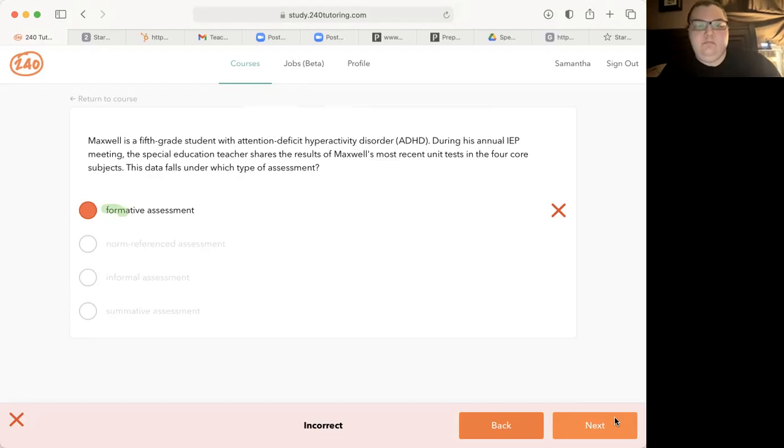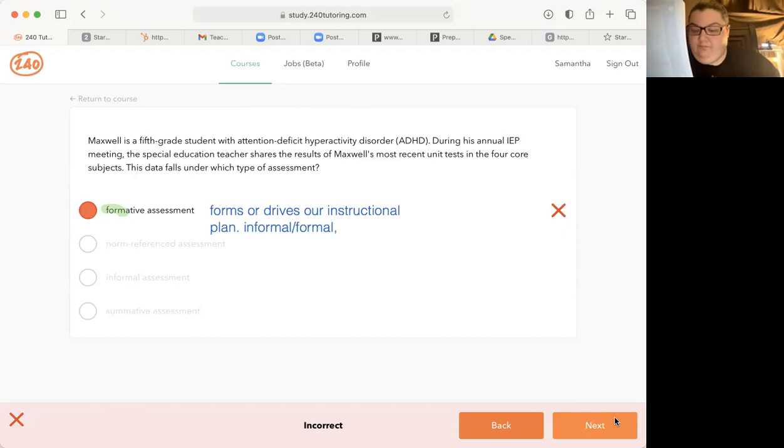Read through those and see if you can see which one is the correct answer. Because I'm going through, and you have the definitions right there in front of you of the norm reference assessment. And I just told you what an informal assessment is right now. Informal is not structured. So like observations, discussions that you have.